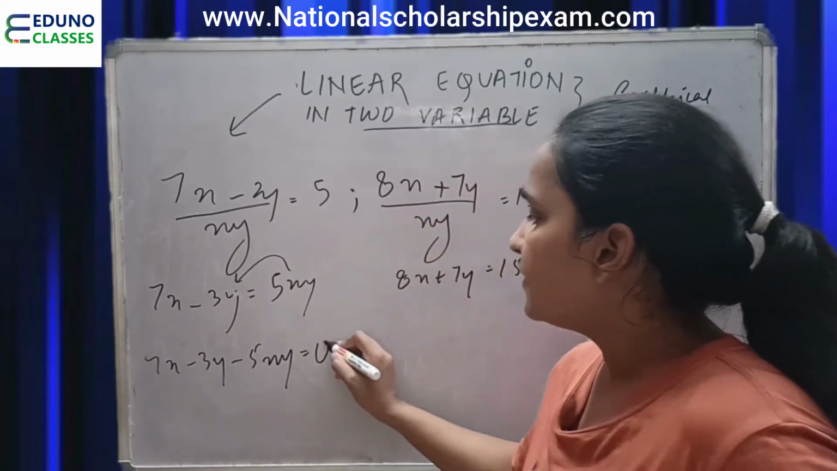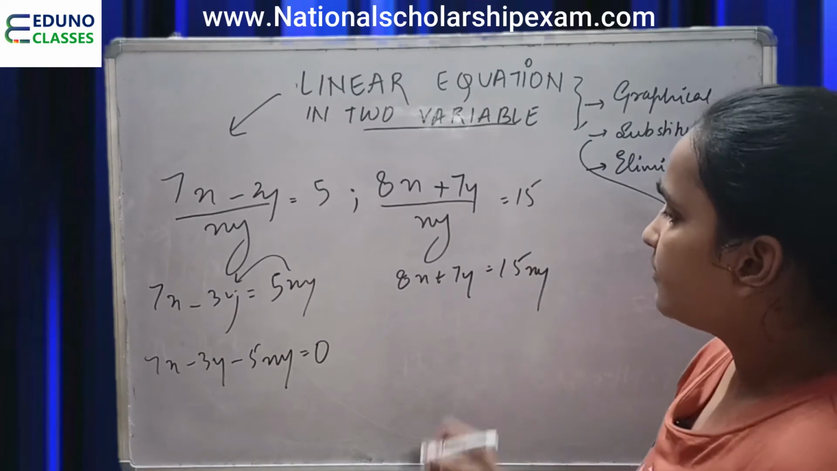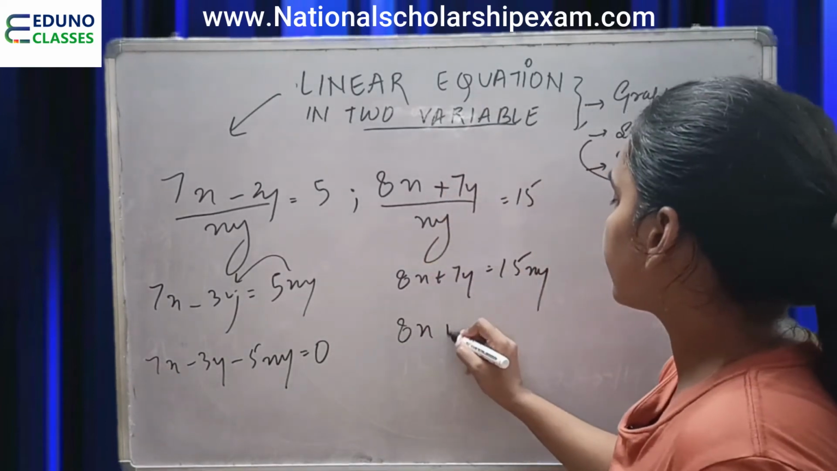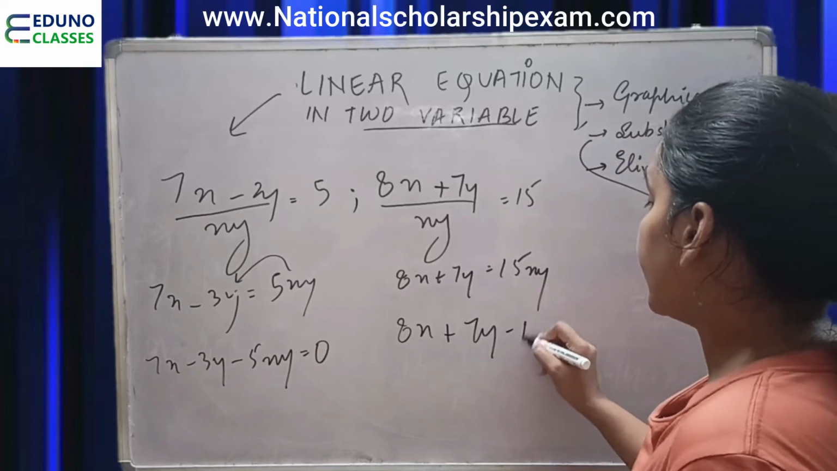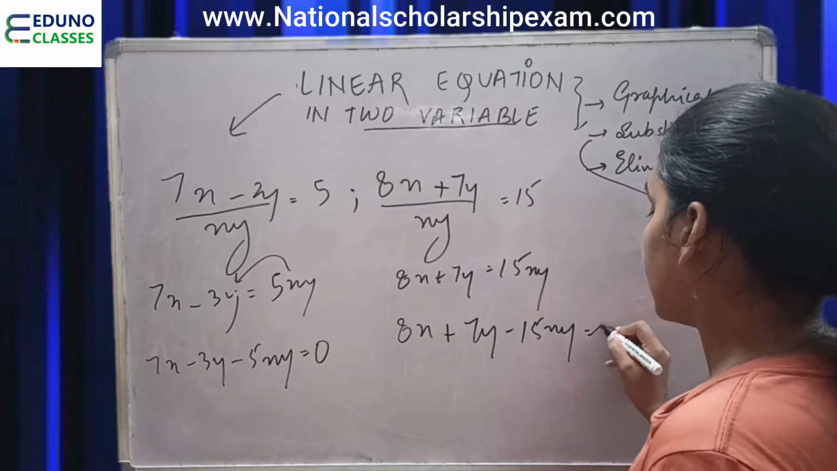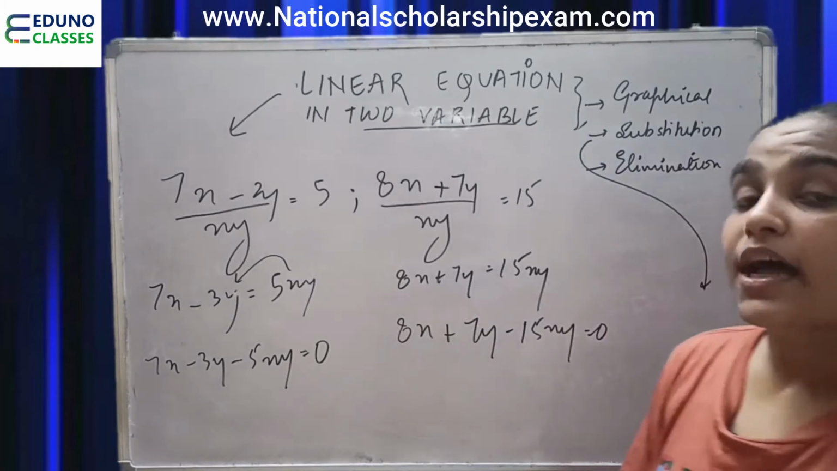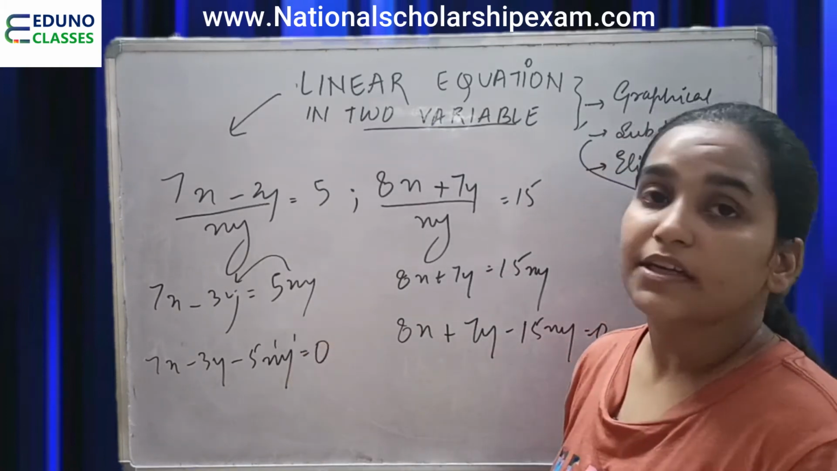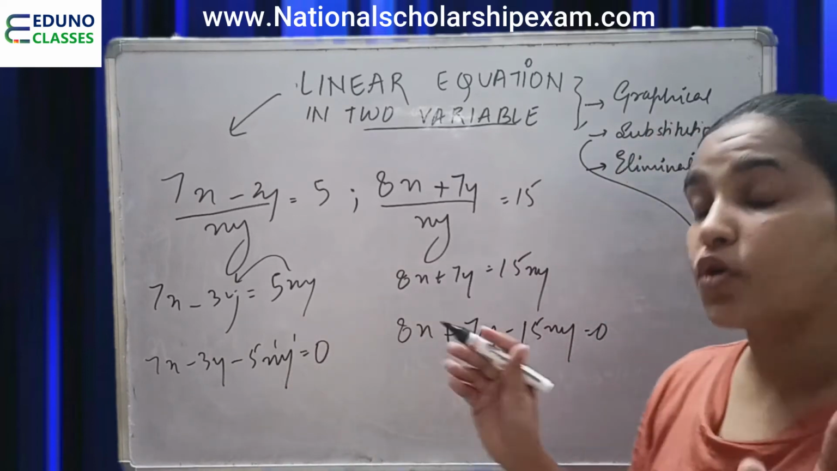Now, is this a linear equation? Tell me, is this a linear equation? No, students, it is not a linear equation. Why? Because the highest degree of any term here is 2. 1 here and 1 here. That means the highest degree is 2. It is not a linear equation.